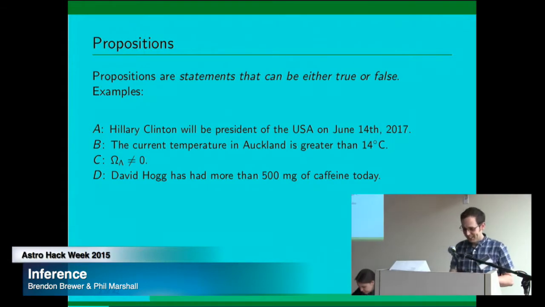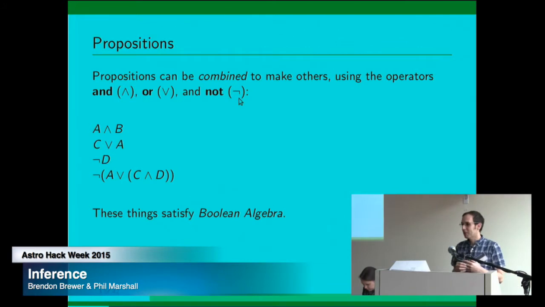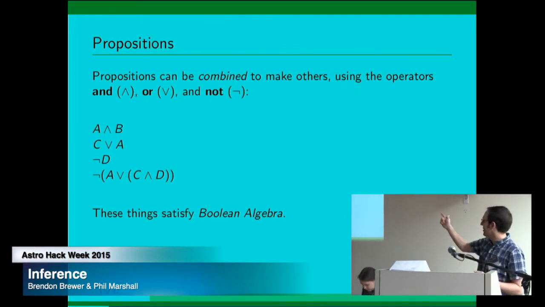Okay, cool. One of the things you can do with propositions is combine them to make new ones. There are three operations, there may be more, I'm not sure, that you can use to make new propositions out of old ones. I'm going to write and with a wedge, or with a V, and not with this funny looking symbol. There are other sets of symbols that people use, but when you use this one, especially the not, I feel like you're writing some advanced philosophy, so it's kind of fun to do.